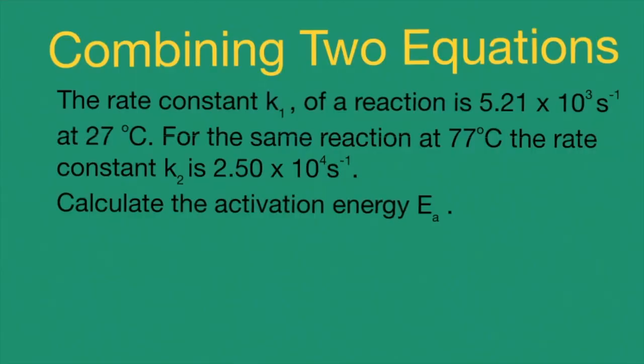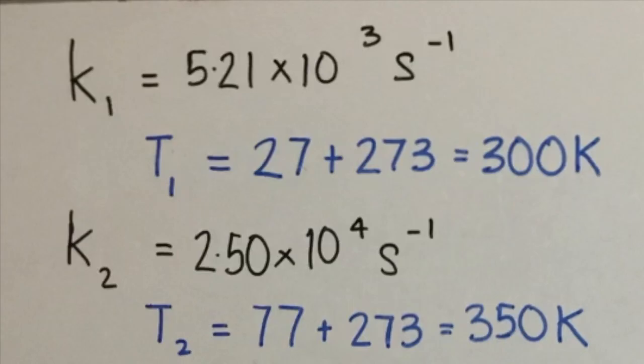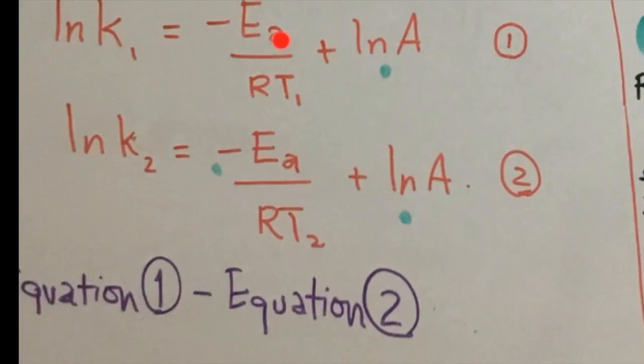And now we consider how we can combine two equations. Let's look at this question here. And these are the steps to go about solving the question. We have K1 and T1 brought into Kelvin by adding 273 to 27, K2 and T2 brought into Kelvin. Then we will have two equations, equation 1 and equation 2. Equation 1 with K1 and T1, equation 2 with K2 and T2. And then we say equation 1 minus equation 2.